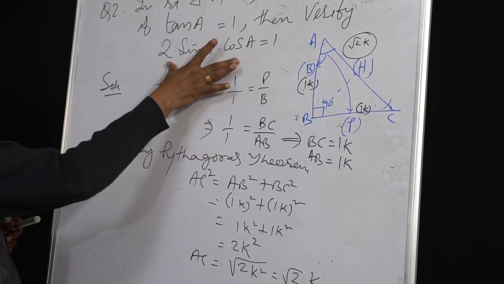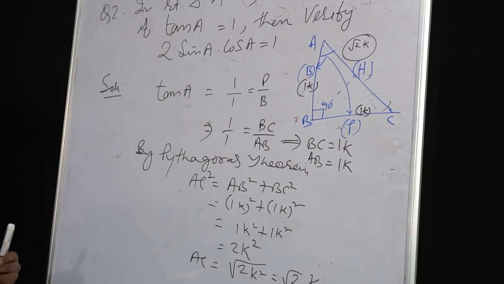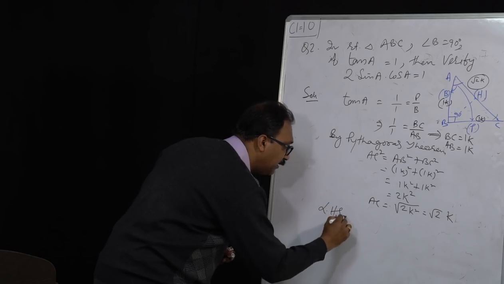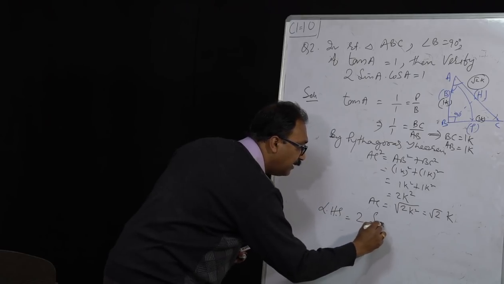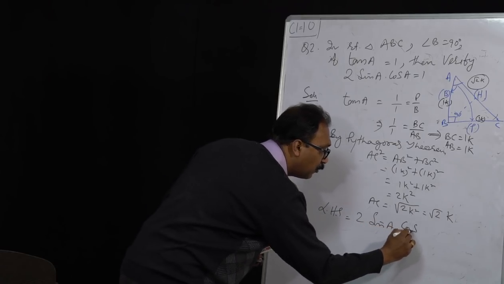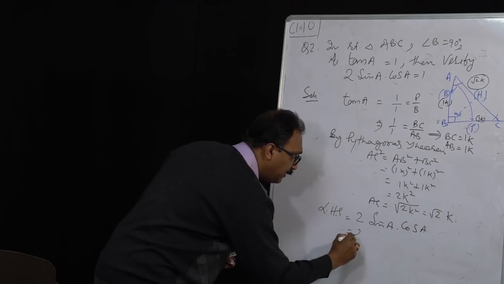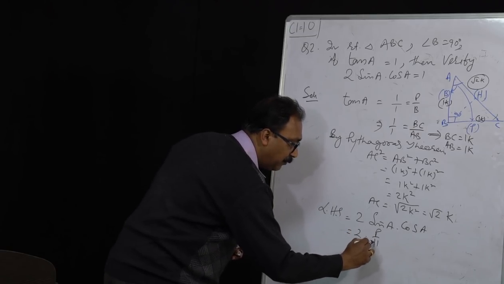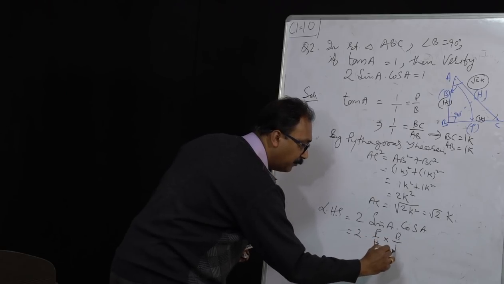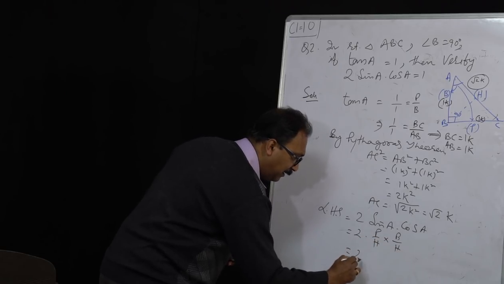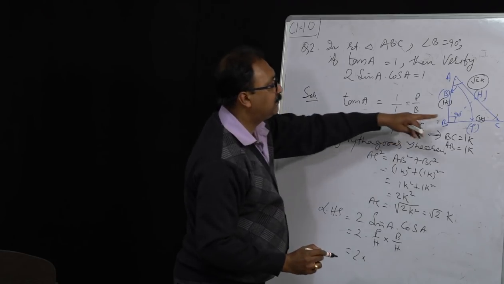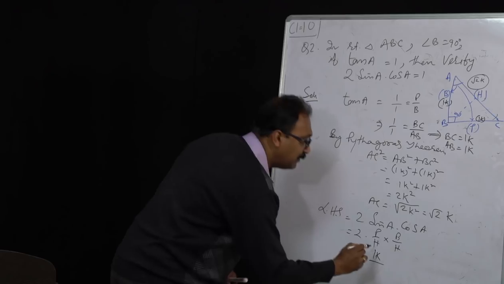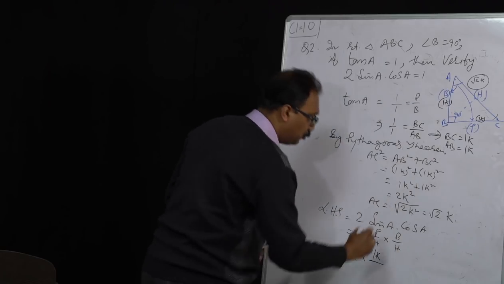This is the left hand side and this is the right hand side. Clear? So left hand side. What is left hand side? 2 sin A into cos A. What is sin A formula? P by H, perpendicular by hypotenuse, and cos is base by hypotenuse. Now look at here in the figure. What is perpendicular here? 1K. And what is hypotenuse here? Root 2K.